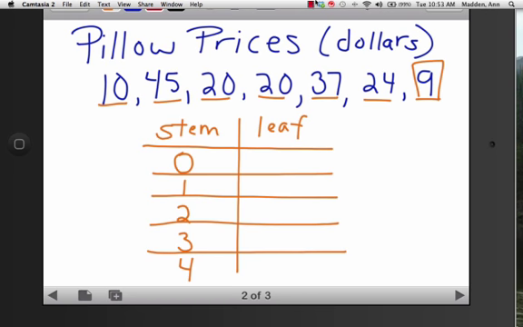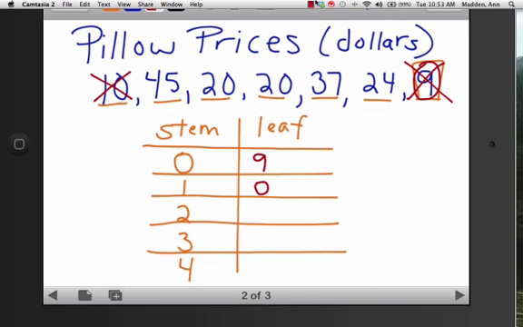So my first one here, I have a 9. My leaf would be 0, 9. There's nothing else. I'm going to cross it off so I know I've done that. In the 10s, I just have a 10. So my stem is a 1 and the leaf is 0. Put them together and make a 10.